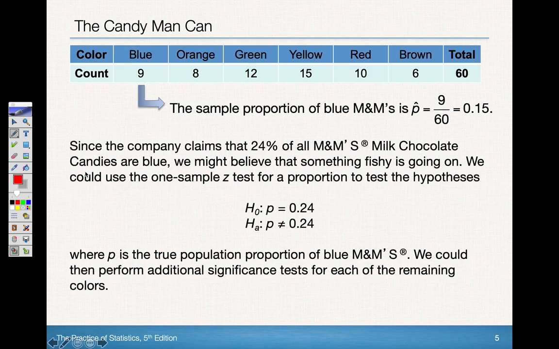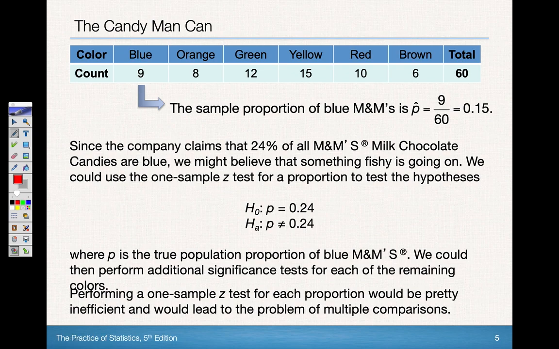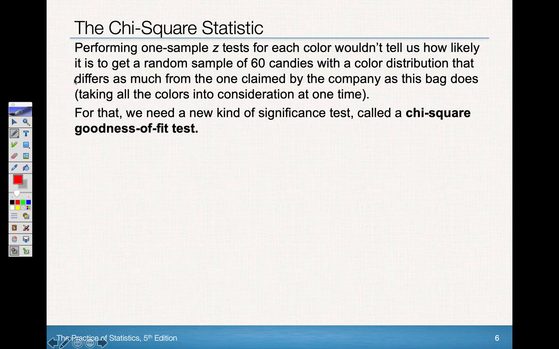So with our old one proportion z test, since the company claims 24% of the bag should be blue, we have a null hypothesis claim of 24% versus what we're looking for, not 24% blue. The problem is in Chapter 9, we could have only done this for one color at a time. In Chapter 11, we're going to be able to check the whole distribution at once. So performing a one sample z-test for each of these proportions is very inefficient. That's why we have the chi-square statistic.